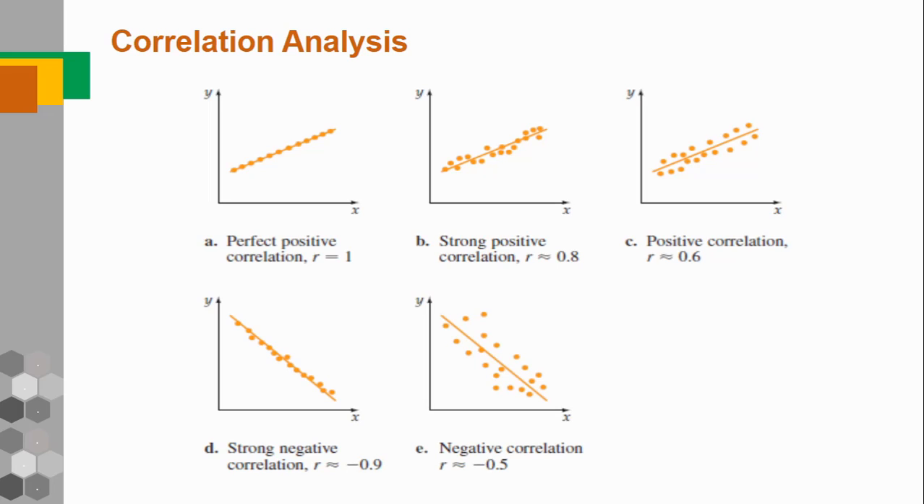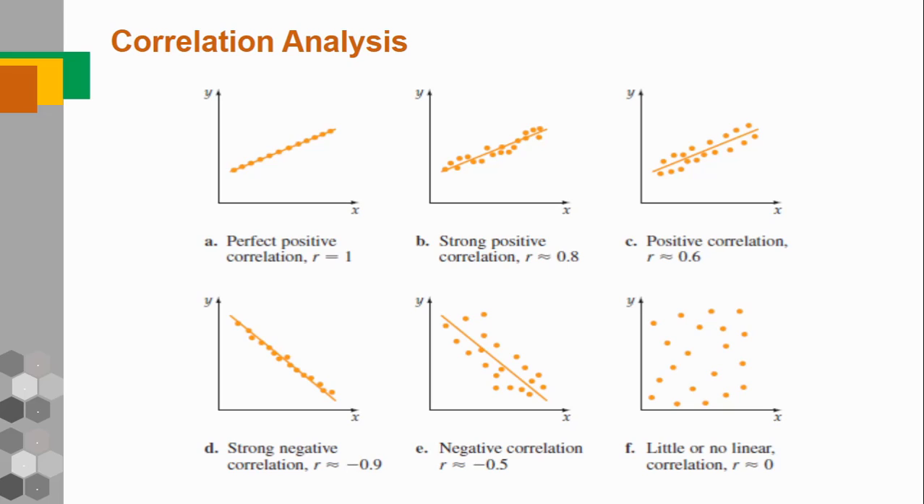This next plot shows also a negative correlation, but R is approximately equal to negative 0.5. And lastly, this scatter plot shows little or no linear correlation. That is, R is approximately equal to 0.